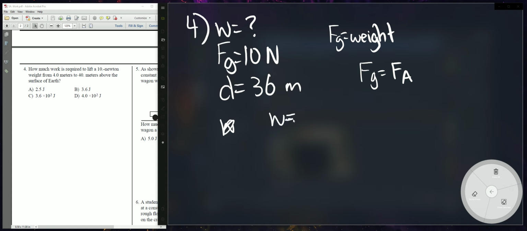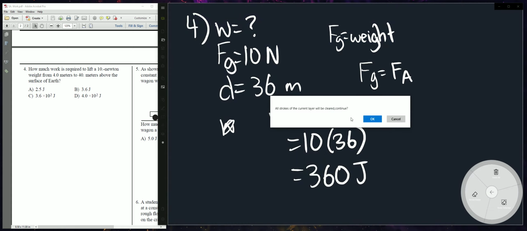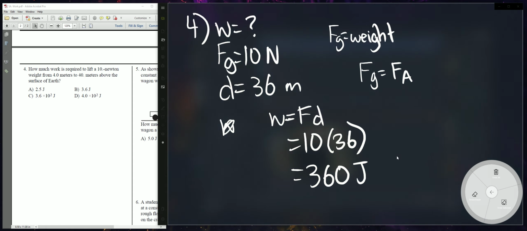So work is my force times distance, and we know Fg is Fa. So F for my force is 10, my distance is 36, 360 joules. That is my answer.